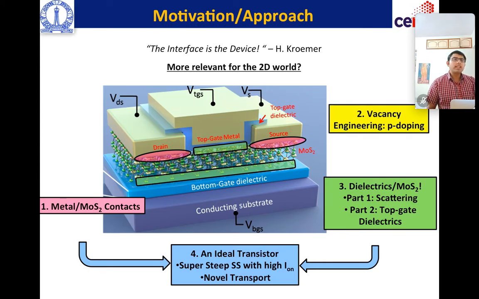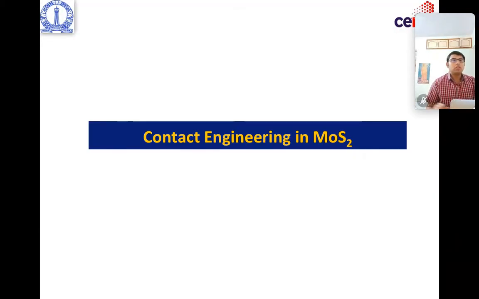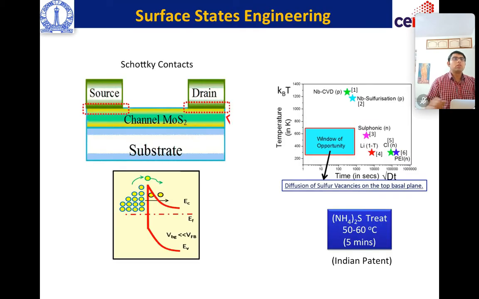The focus areas can be summed up briefly as contact engineering, area selective doping, dielectric engineering, and steep subthreshold slope architecture. This brings us to the first part, which is contact engineering in MoS2. Variability and difficulty in achieving good ohmic contacts are major bottlenecks towards realization of good MoS2 based devices. The role of surface states engineering through a simple sulfur based technique is explored to enable reliable and superior contacts with high work function metals.